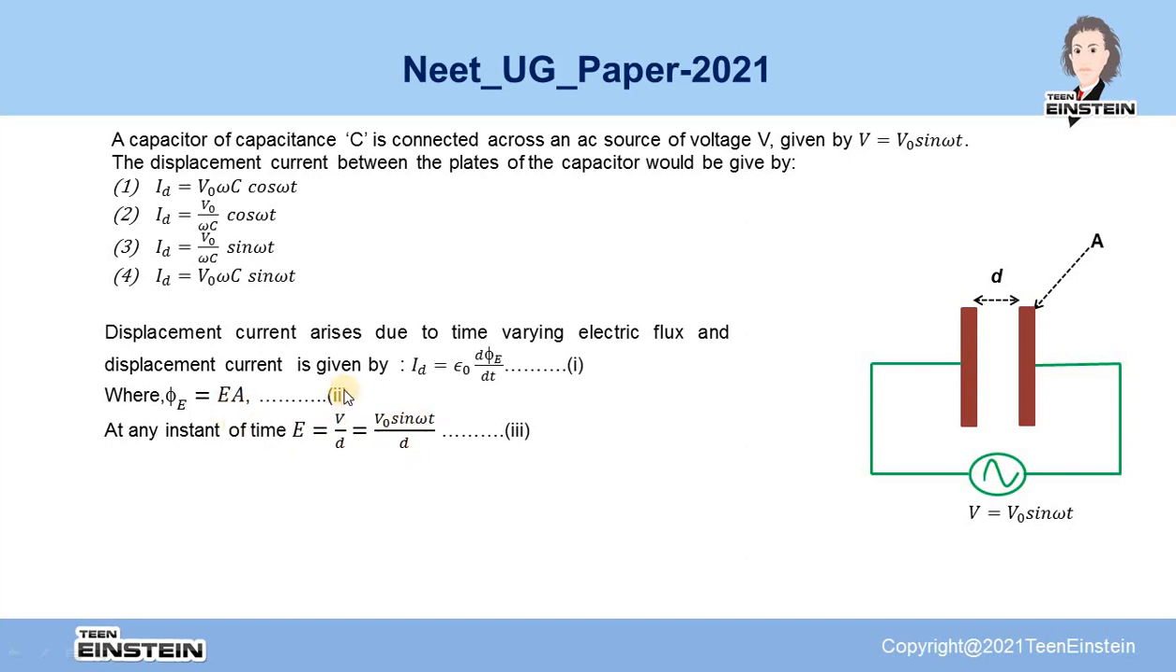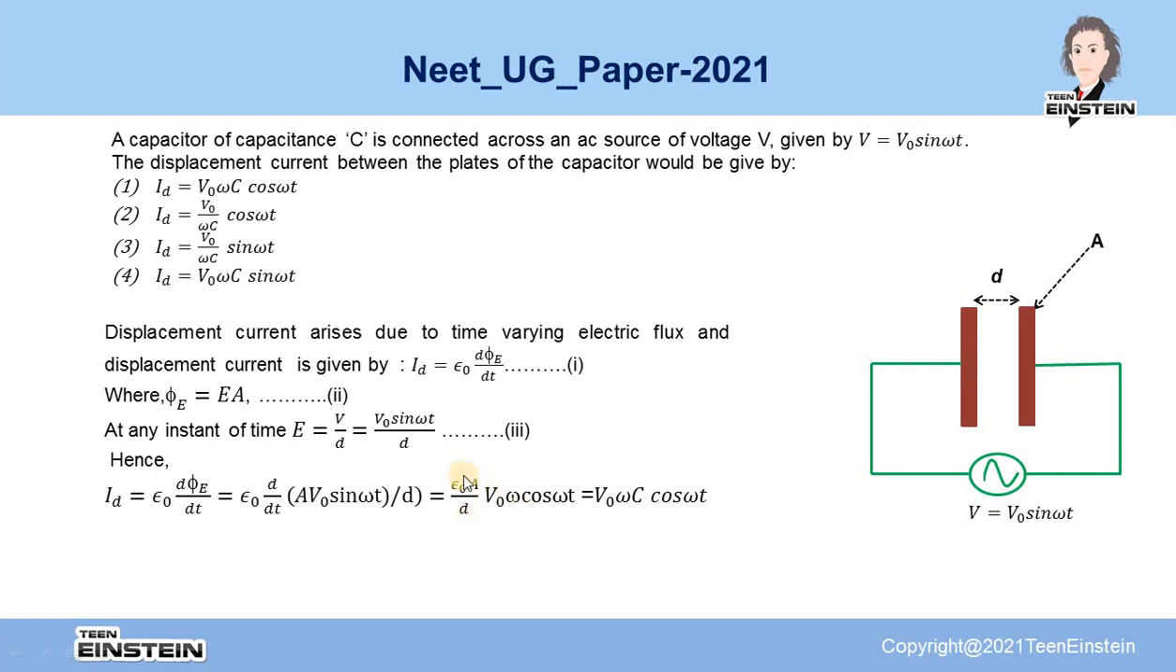Now, combining these two equations, if we find out phi e and plug this phi e in equation 1, then what we get is id is equal to epsilon naught d by dt of A V0 sine omega t over d. Now, this A, V0 and d are constant terms independent of time. Then you have to perform the derivative over sine omega t alone, and we know what we get from there is omega into cos of omega t. So we get overall this term.